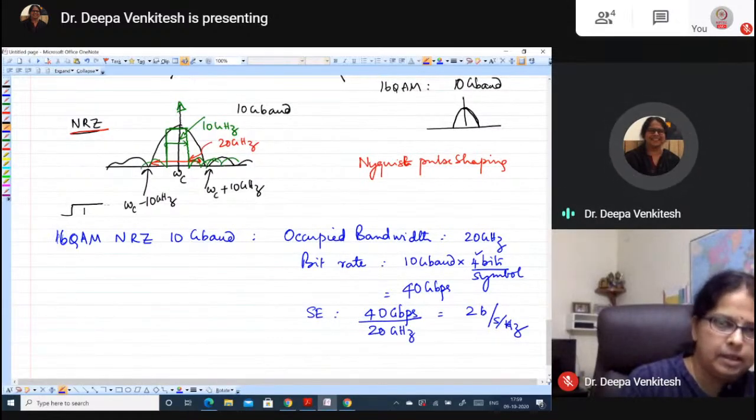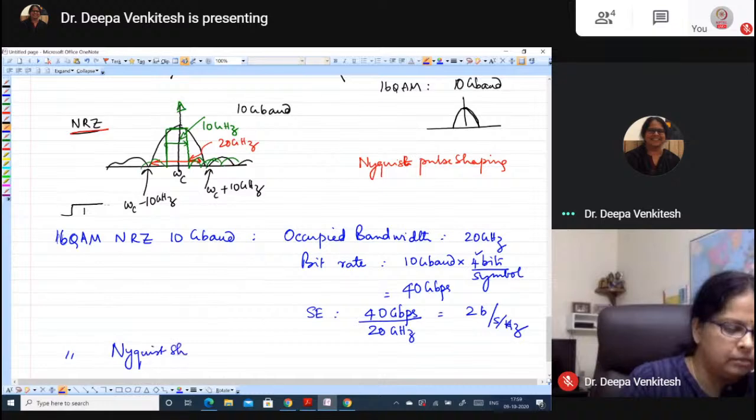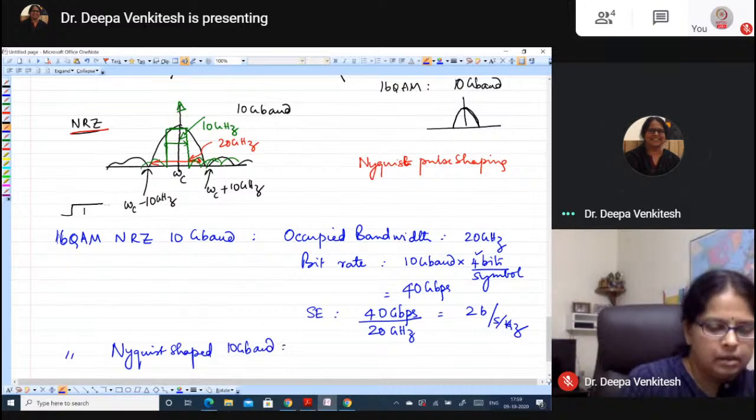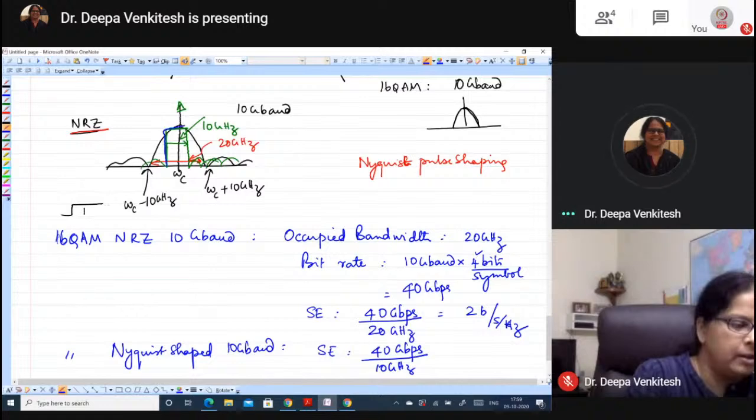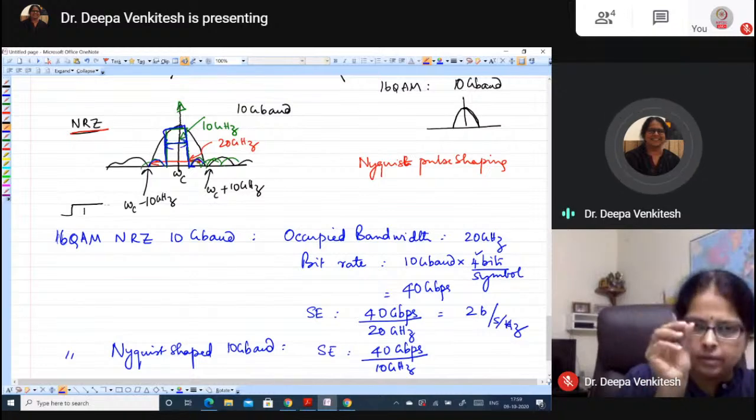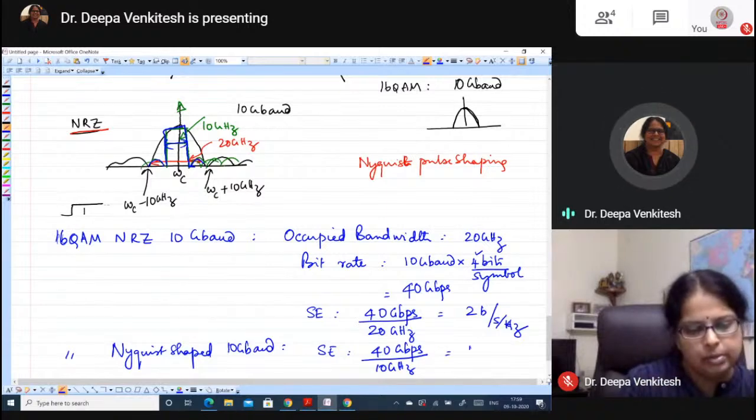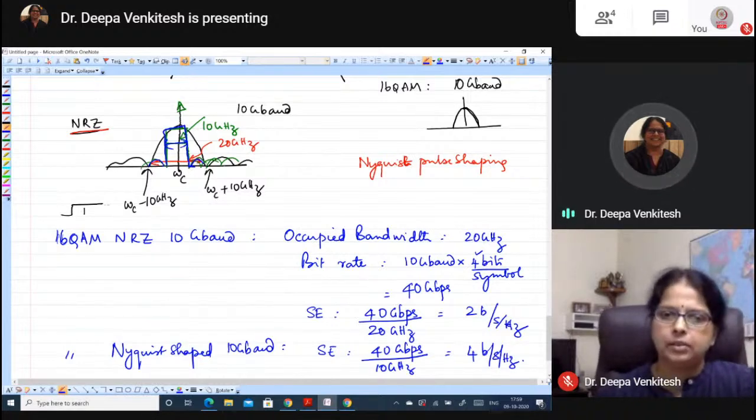Now, if the same thing is with 16 QAM Nyquist shaped 10 gigabaud, the spectral efficiency simply becomes 40 Gbps divided by 10 gigahertz, because with Nyquist shaping, I did something in the time domain so that in the spectrum, my occupied bandwidth shrinks. And you can't shrink a spectrum smaller than this. So this would be 4 bits per second per hertz. Now you can work out for other formats.